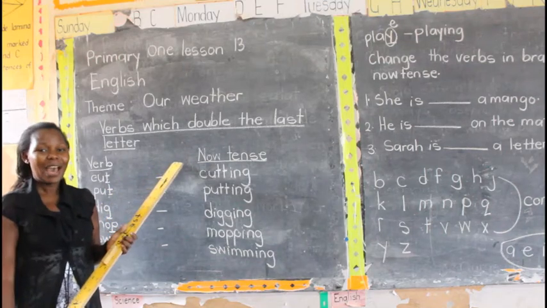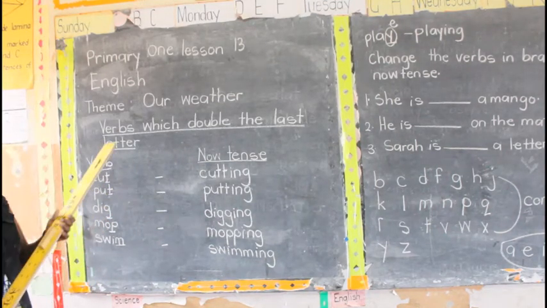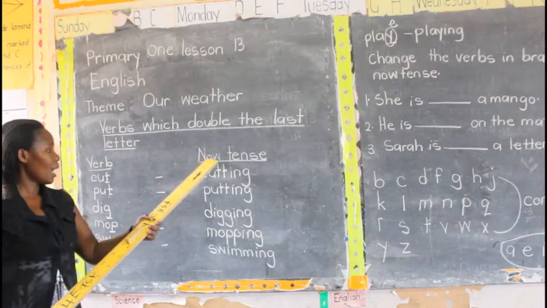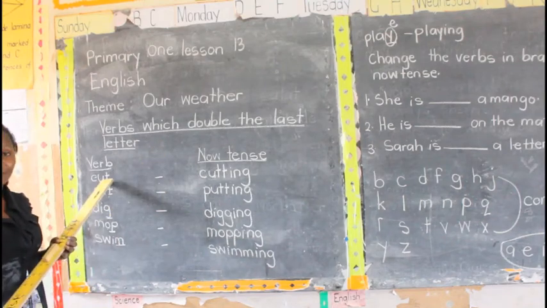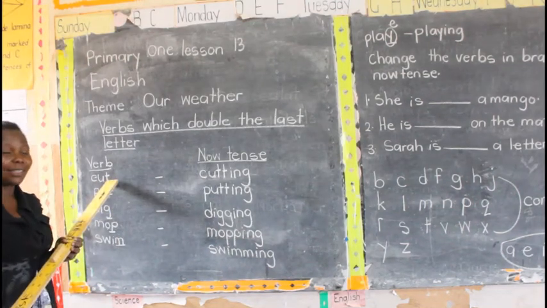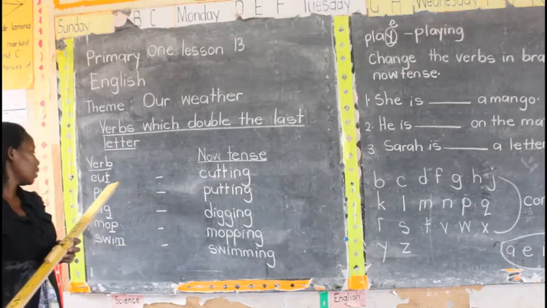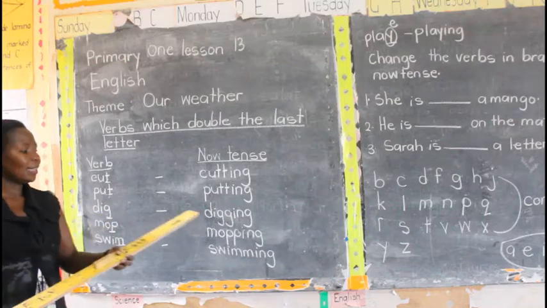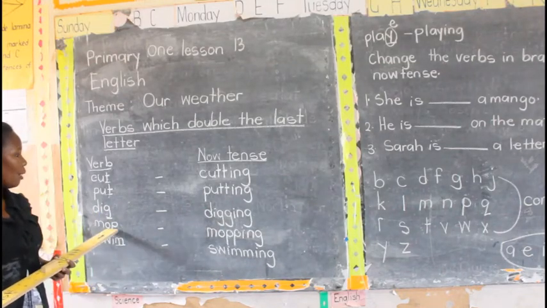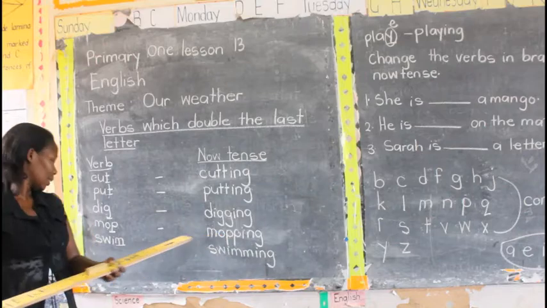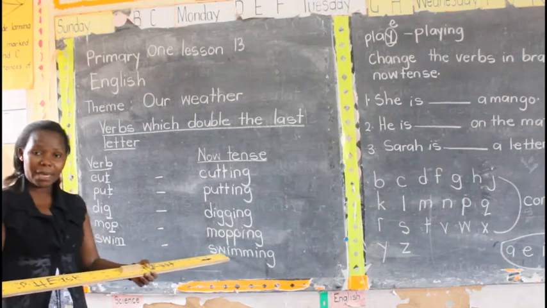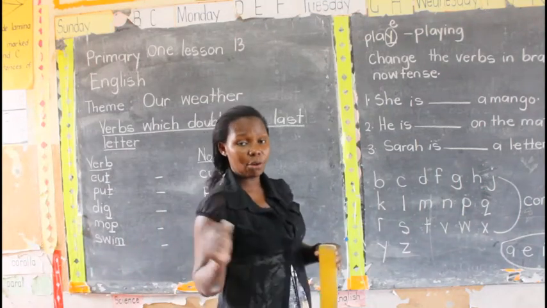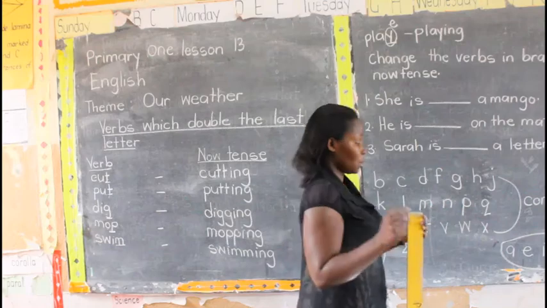Let's go through our verbs. The verbs we have changed. Verbs and their tense. Of the verb, now tense. Cut, you repeat after me. Cut, cutting. Put, putting. Dig, digging. Mop, mopping. Swim, swimming. Yes? And so many other verbs, you're going to see them on the hard copies. Yes? Got from the school.